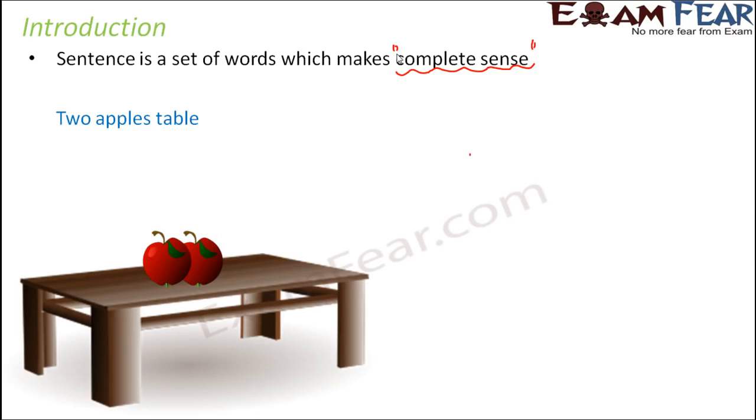But if I tell the same thing in a slightly different way, that 2 apples are lying on the table. Now, when we say this, 2 apples are lying on the table, even if you do not see this picture, you would be able to understand what I am trying to say. In fact, you would be able to visualize the scenario that there are 2 apples which are lying on the table, right? So how are these 2 things different?